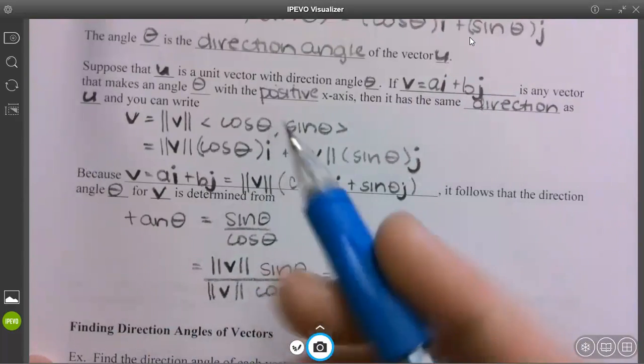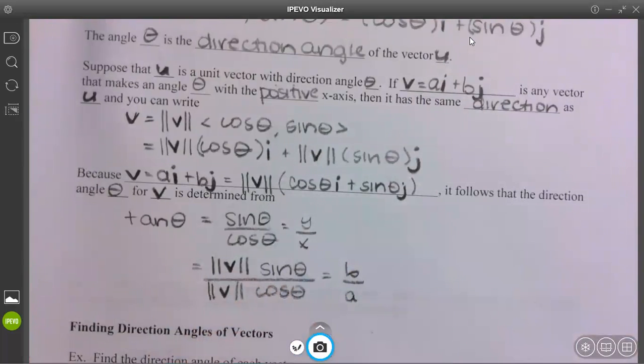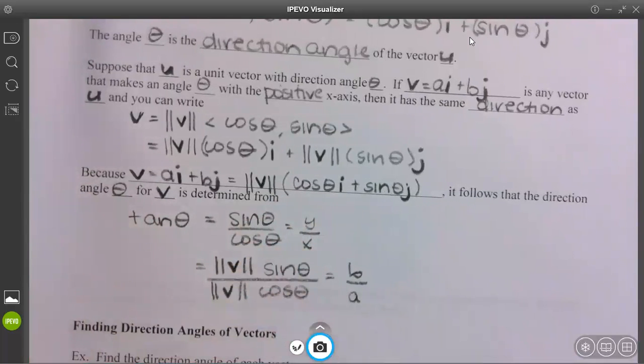So again, sine theta is the same thing as the y coordinate of your point on your unit circle, and cosine is the x coordinate. And remember, we know that tan is y over x.